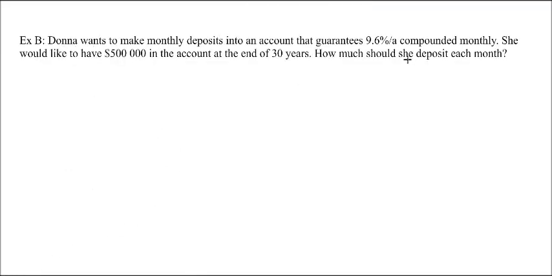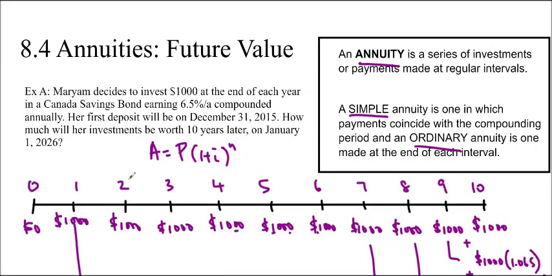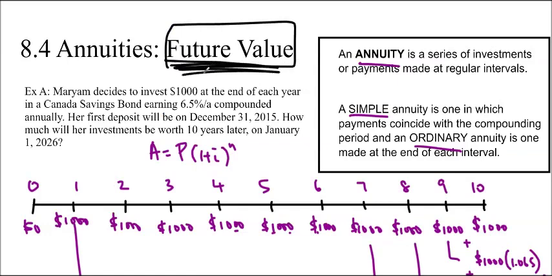Donna wants to make monthly deposits into an account that guarantees 9.6% per annum compounded monthly. She would like to have $500,000 in the account at the end of 30 years. How much should she deposit each month? So this is about saving money. And a reminder that we are talking about future value. Future value means how much will it be worth in the future.